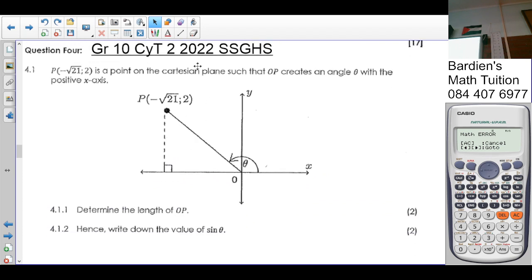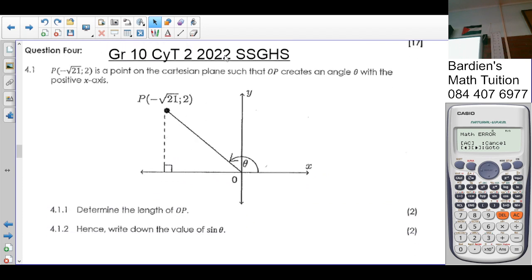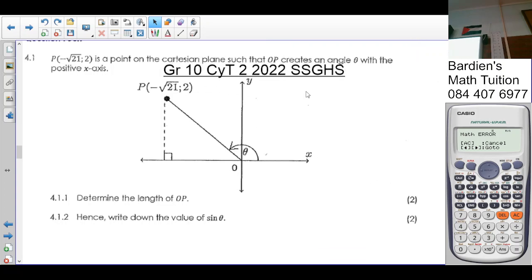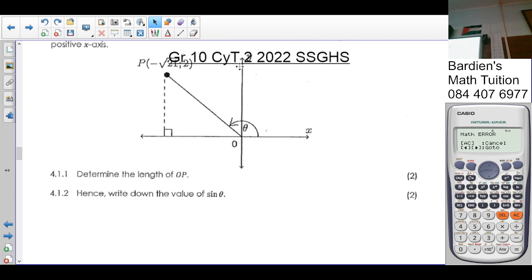Right, question 4. In question 4 we are given point P, which is negative root 21 and 2. It is a point on the Cartesian plane such that OP creates an angle of theta with the positive x-axis. As I indicated before, that will always be the case, that the angle will always be open from this arm, from the positive x-axis. Alright, let's see what's the question.